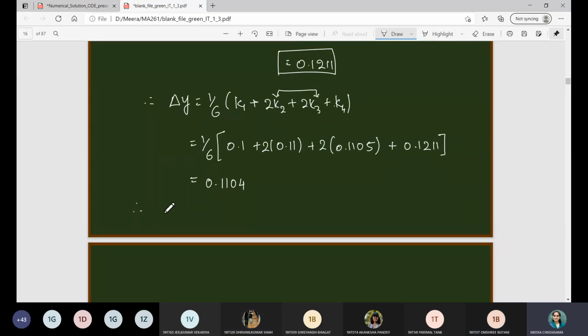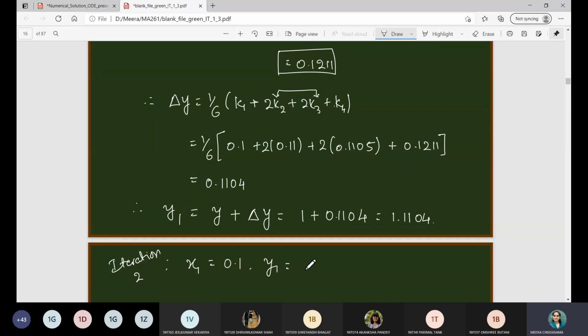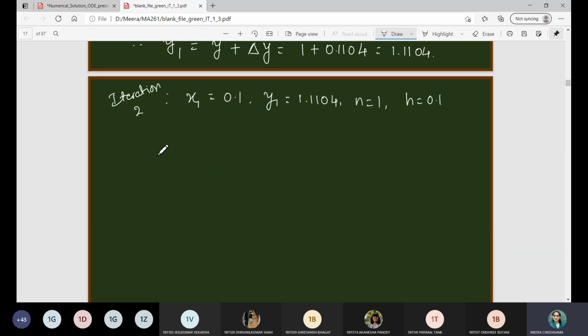Okay, so therefore, what is the new approximation y1, which is y plus delta y, which is 1 plus 0.1104. So it is 1.1104. While considering iteration 2, x1 which is 0.1 now, y1 which is 1.1104, n is equal to 1 we have to consider, and h will remain the same, which is 0.1. So quickly let us compute k1, k2, k3 and k4.